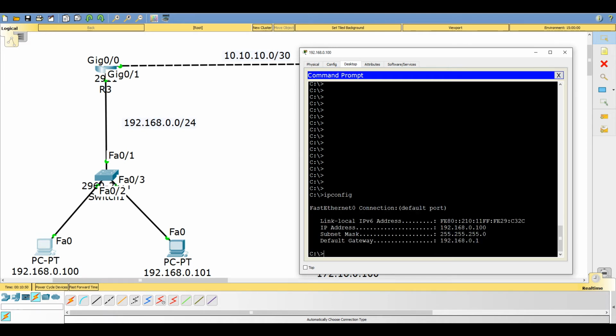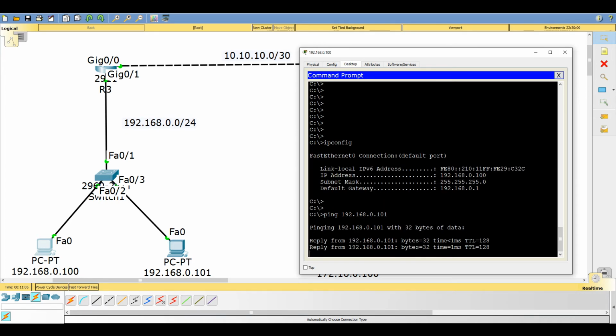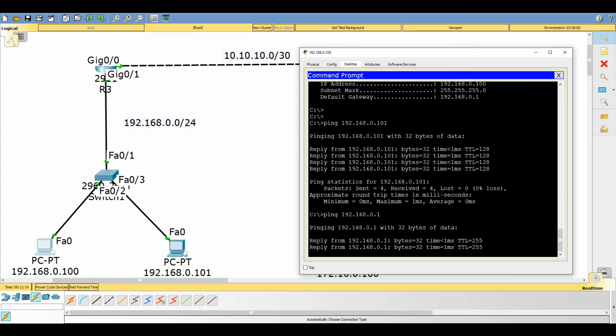ipconfig will let us know which IP we've been assigned ourselves on this network interface card, and who our default gateway is if anything is configured. We can confirm there is reachability to the other PC that's in the network, and we can confirm there's reachability towards our default gateway.